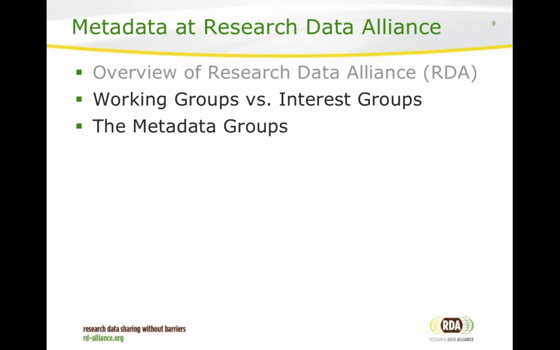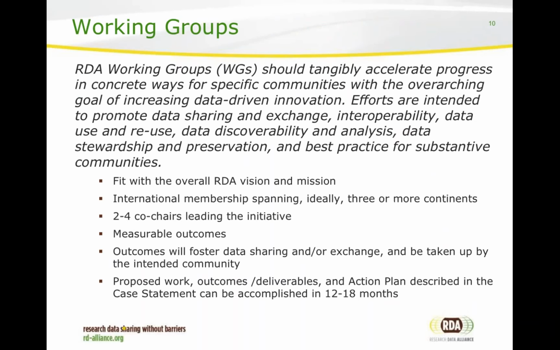So now to talk about the difference between working groups and interest groups. Working groups have to be formally approved. They have to have a very specific reason for forming that has to fit within the RDA vision and mission. Ideally, they want international membership. And now they've added the part about 3 or more continents. But usually, if you have somebody from US and Europe, or Asia, Eurasia and Europe, that's good.